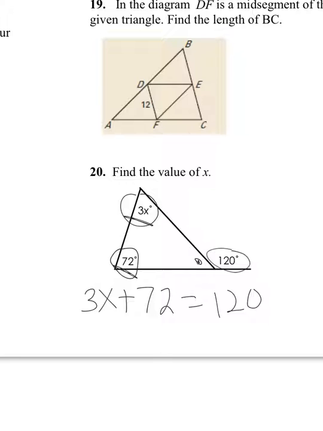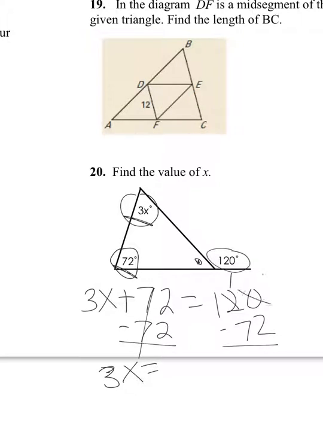And then just do some algebra, solve it however you need to. Minus 72, minus 72. 3x equals 120 minus 72, which is 48. 48 divided by 3 is 16.